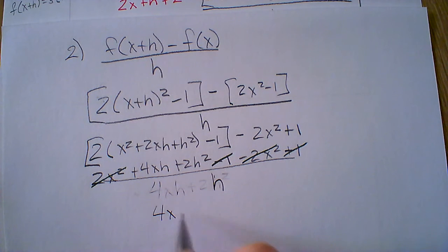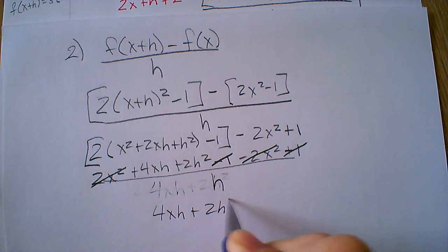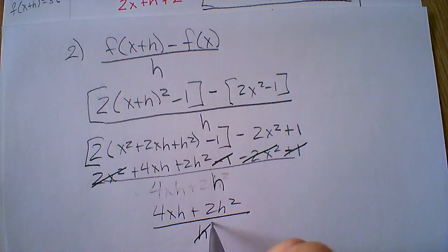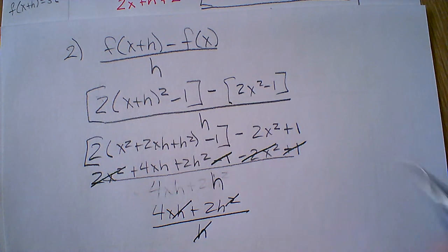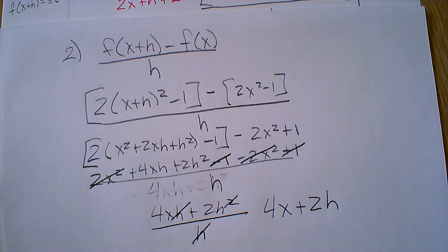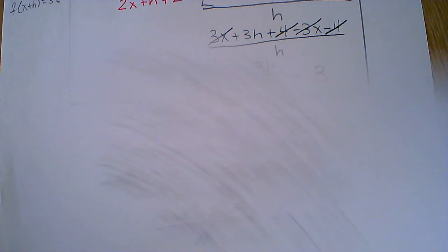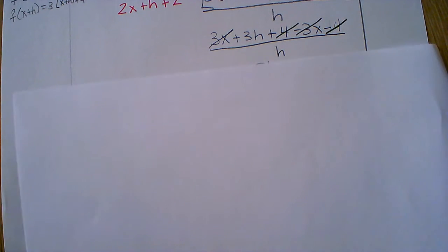All over h. So 4xh plus 2h squared over h. Cancel one of the h's: 4x plus 2h. Got it? All right. Let's do number 3 together.